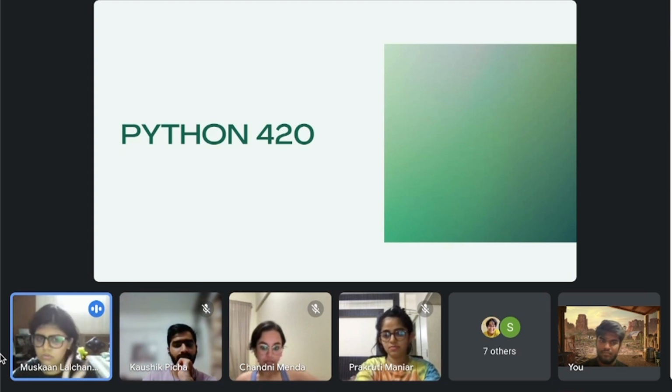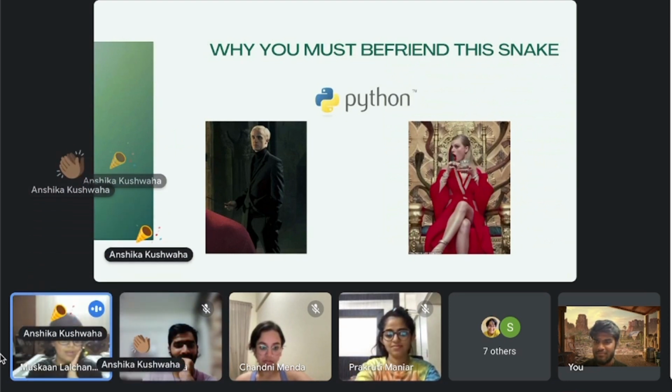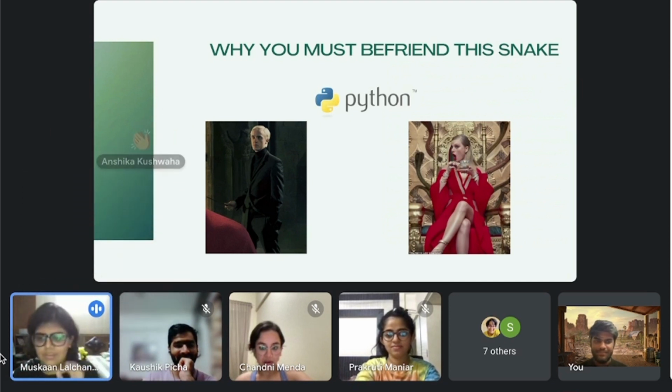We will do this in two steps. First is, I will show you how you can befriend this very, very cute snake called Python. And first we will do thoda sa maths.